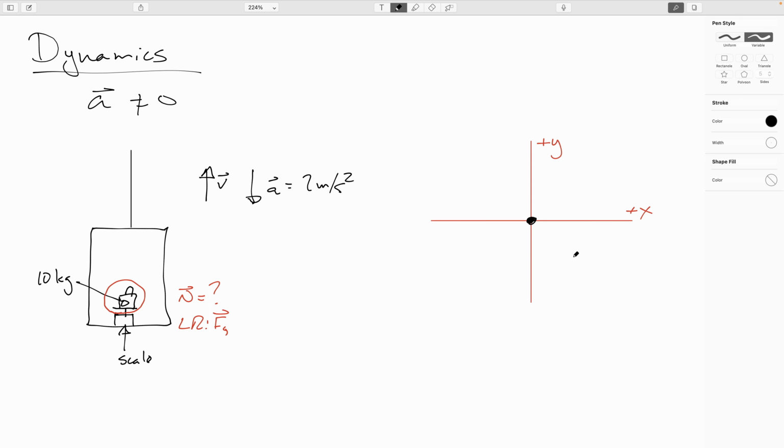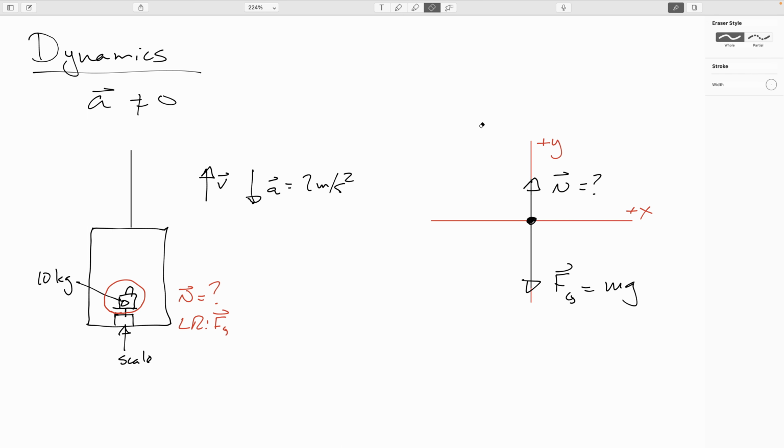So, all right, I've collapsed my mass down to a single geometric point. And so I'll now go ahead and draw in the forces. So we'll have the normal force pointing up that we don't know how much it is. And we have the force of gravity pointing down, which we do know how much it is. It's equal to m times g.